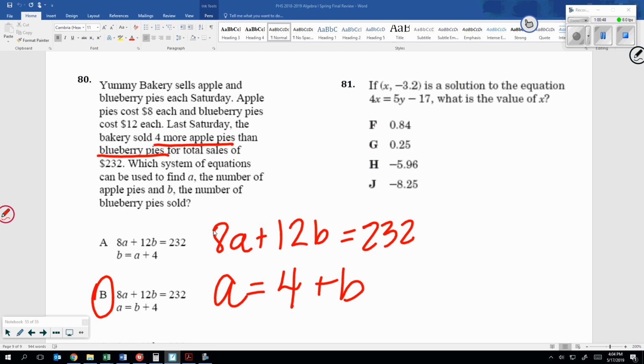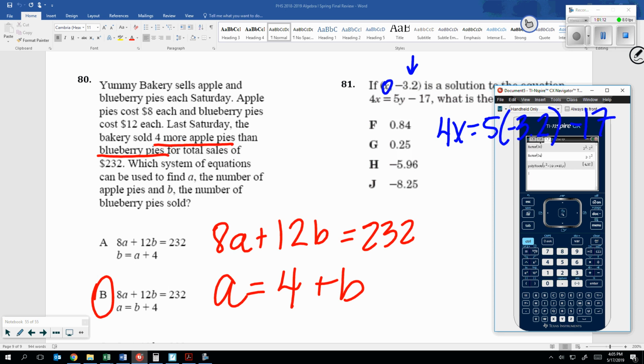Last one, 81. For this one, they want to know what x is, okay, but they give you what y is, and they give you an equation. So all you have to do for this is 4x equals 5y, all I'm going to do is plug in my y value. Okay, all I do is plug the y value in that they gave me. Now, once I do that, easy.